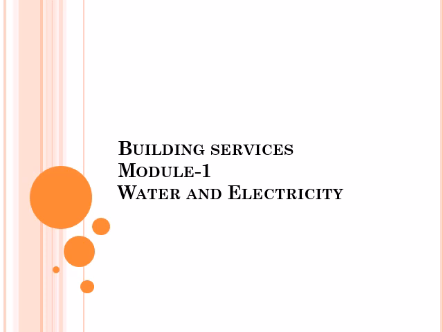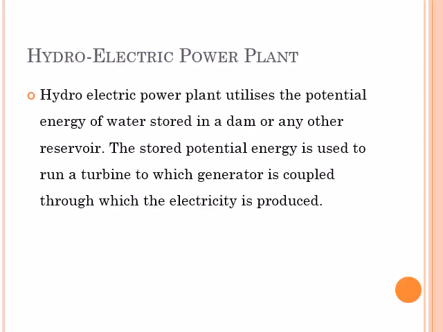Today in building services, we are going to see about water and electricity, that is, how water is used as the source to produce electricity. By using water as a source of electricity, the hydroelectric power plant is used. The hydroelectric power plant utilizes the potential energy of water stored in a dam or any other reservoir.